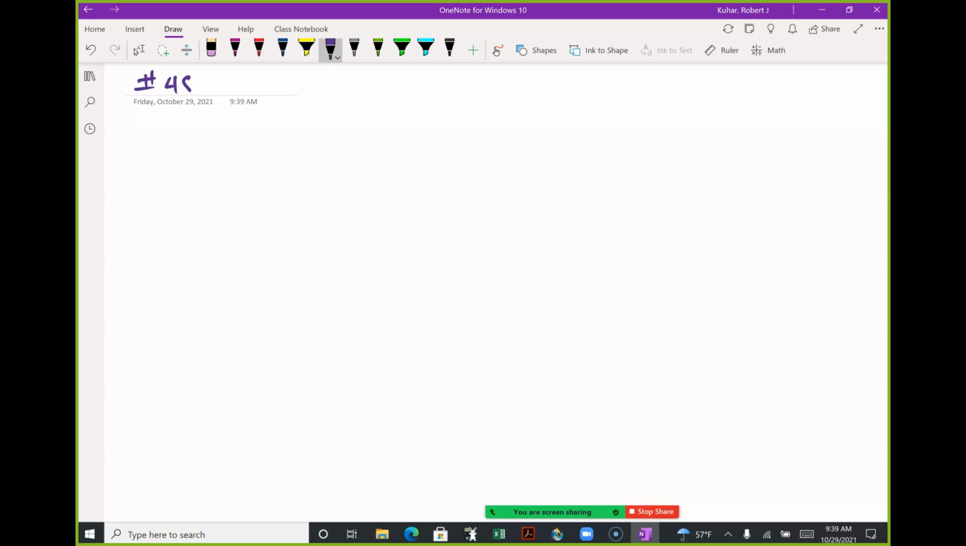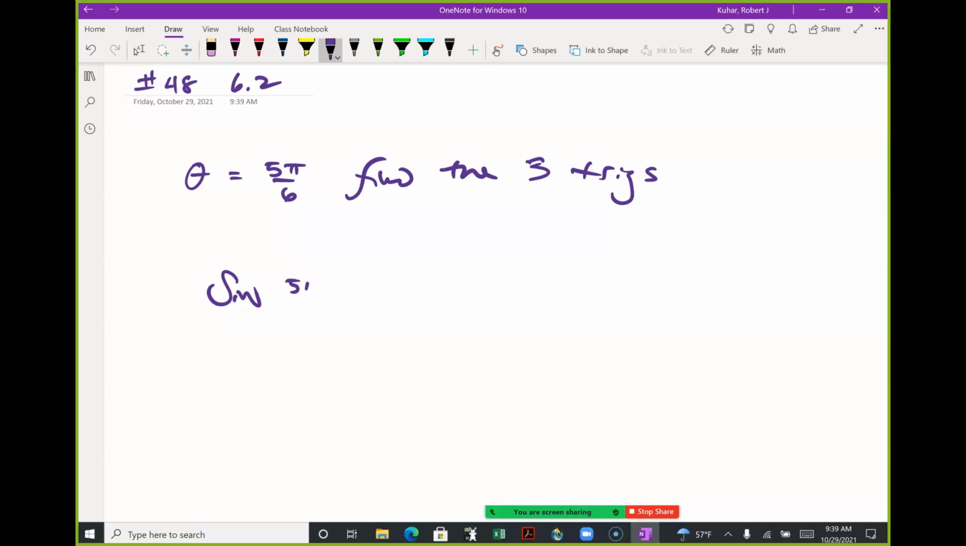So this is number 48 in 6.2. And it just says find me the 3 trigs at 5 pi over 6, right? So if theta equals 5 pi over 6, find the 3 trigs. The book says 6 trigs, but who cares? I know you can do the reciprocal of things, right? So we want to find sine of 5 pi over 6, cos of 5 pi over 6, tangent of 5 pi over 6.